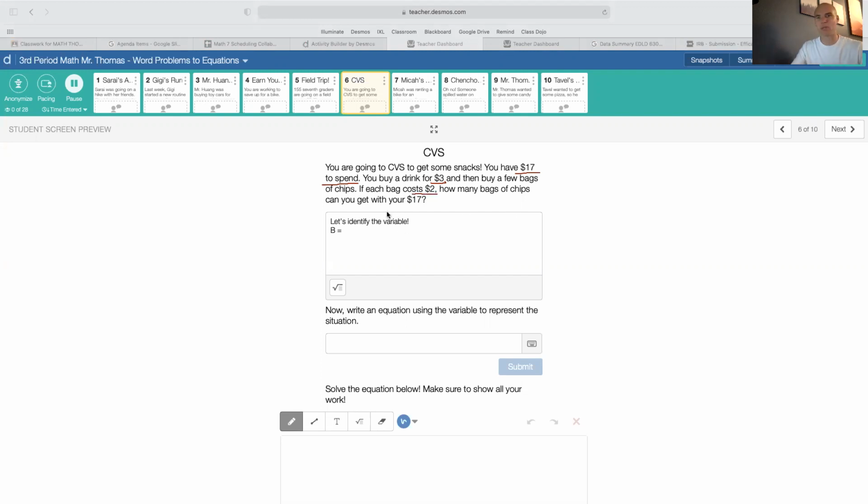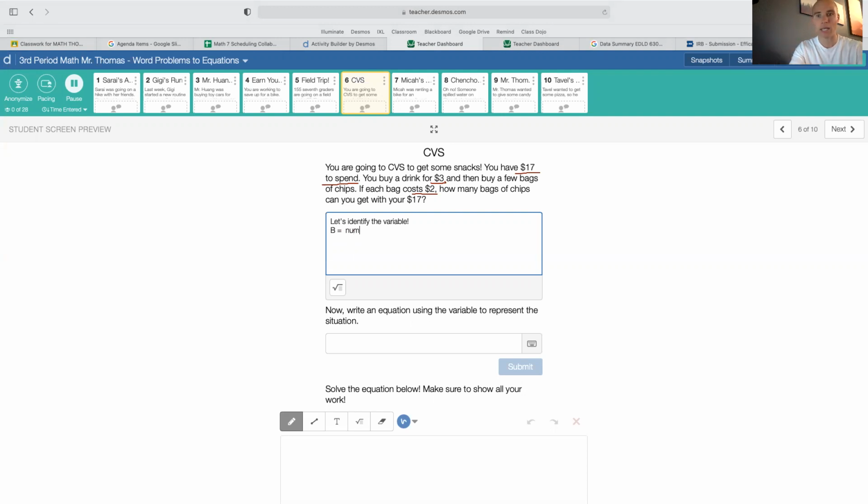Or let's say you spent the whole $17, how many bags of chips did you buy? All right, so I think the fact that they said buy a few bags of chips here, but didn't say how many, and then the question is how many bags of chips can you get with your $17? I think those two things combined make it pretty clear that our variable B has to stand for... don't say bags of chips, right? A variable can't stand for a physical object.